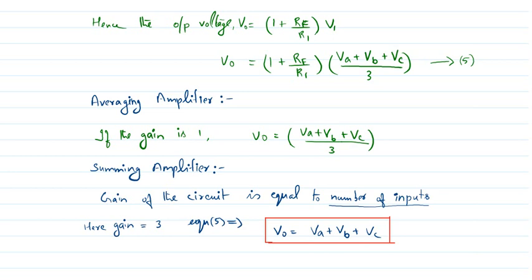So here you can write: output voltage is equal to the sum of all the input voltages.